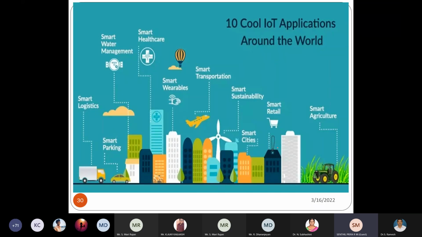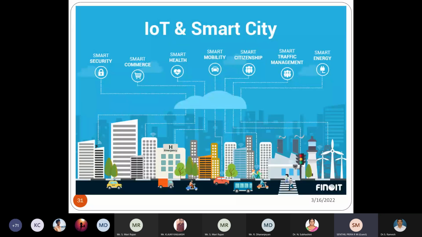Then smart agriculture. Earlier we had to go to the field and check the water level and so on. But nowadays we have smart agriculture systems, and a lot of smart machines for harvesting. And smart city, which we have already discussed, then smart security, smart commerce, smart health system, smart mobility, smart citizens, and traffic management system. So everything is in the smart city.